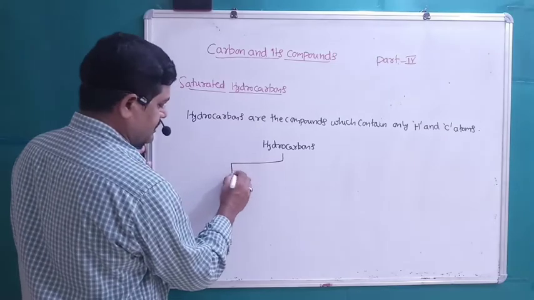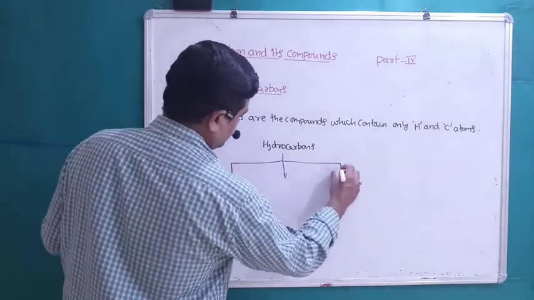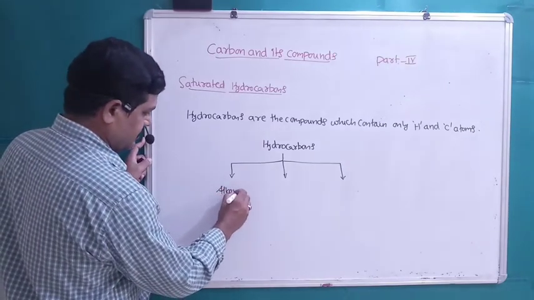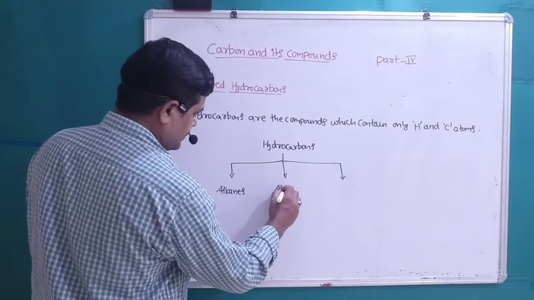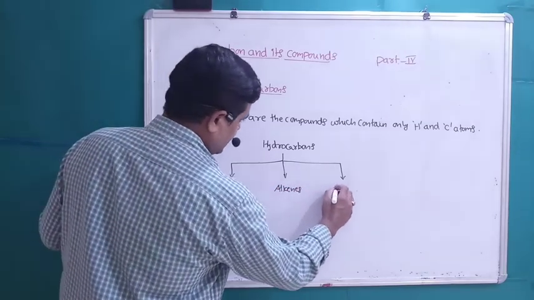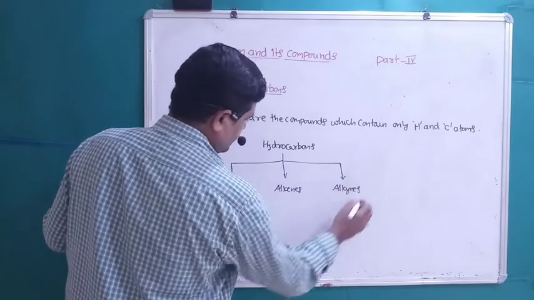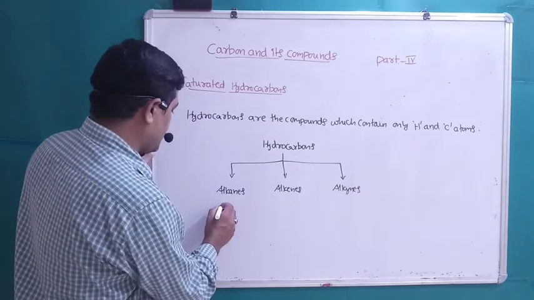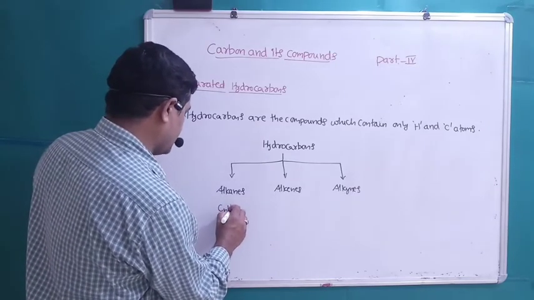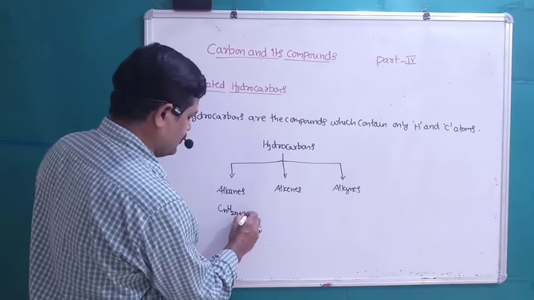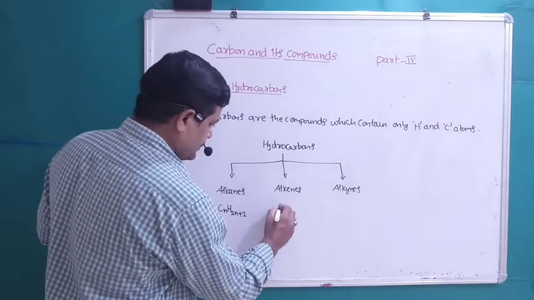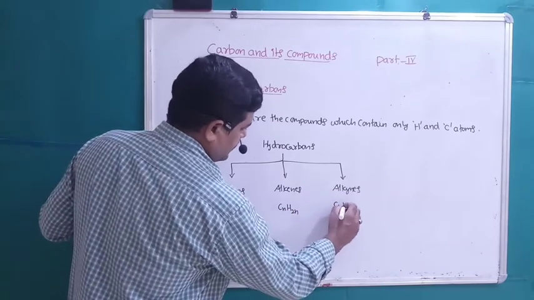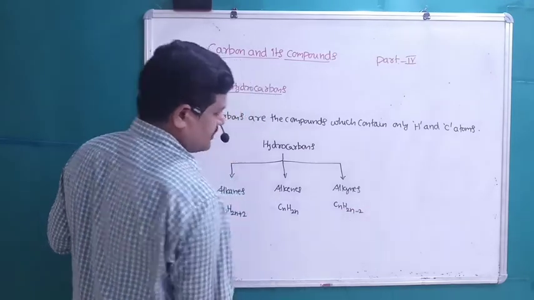So these hydrocarbons are mainly classified into 3 types. One is alkanes, second one is alkenes, third one is alkynes. The general formula is CnH2n plus 2 for the alkanes, CnH2n for the alkenes, and CnH2n minus 2 for the alkynes.